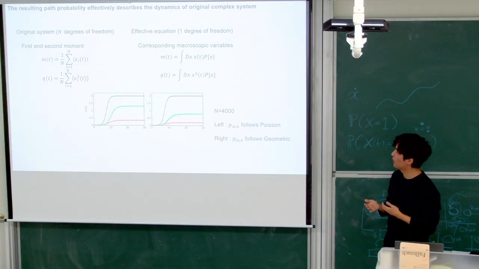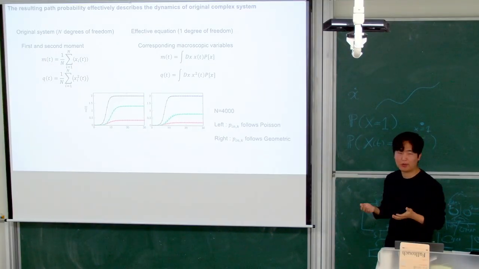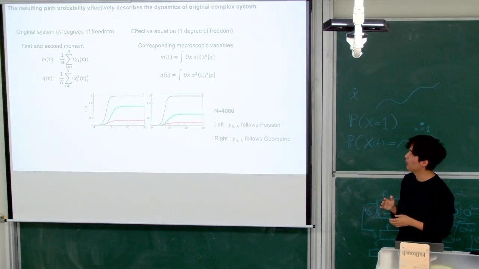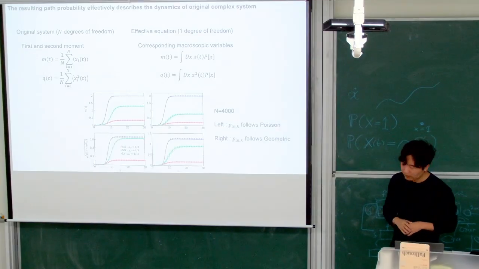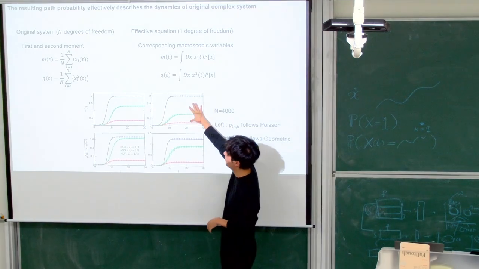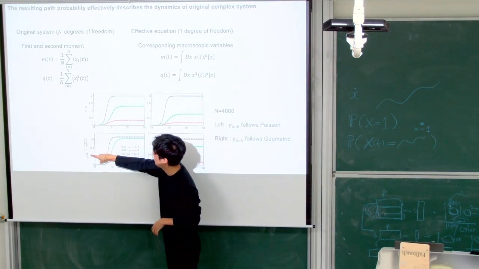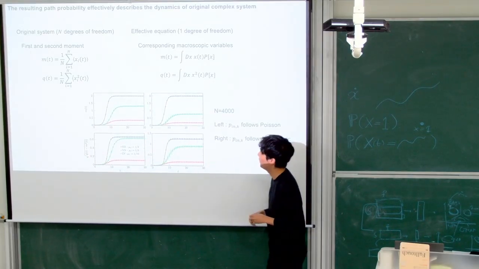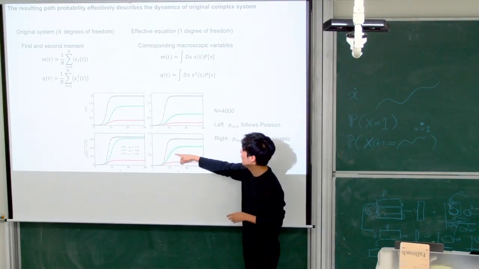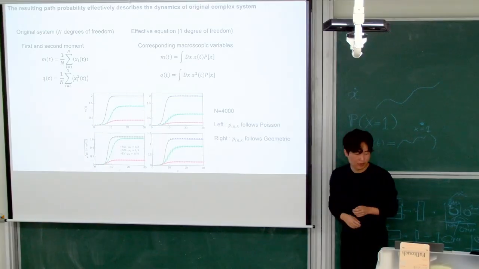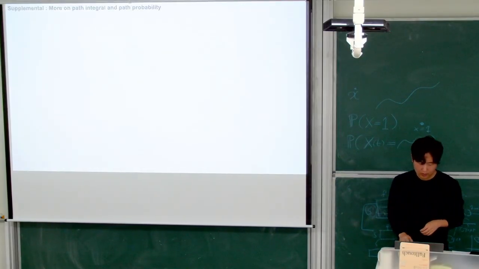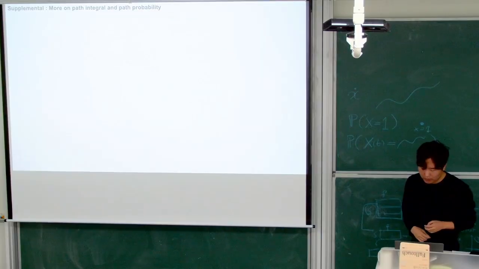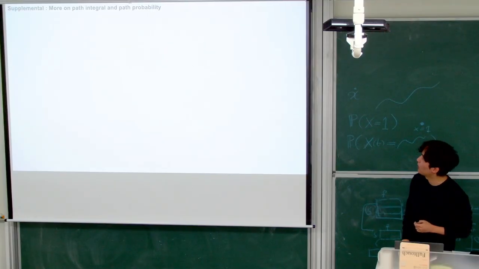Maybe you can recall something like QSSA or other multi-scale methods. They eventually want some effective equation that simplifies the original system. This was the first moment. This was the standard deviation, the second moment minus the square of the first moment. Also, they pretty much capture the real dynamics. Okay, so we are all done. Let me briefly give you a concept of the path integral.